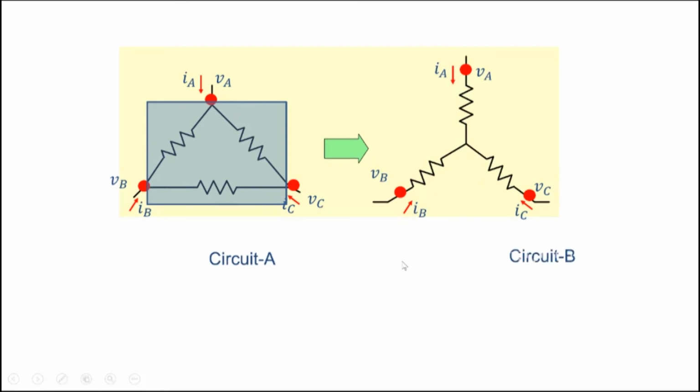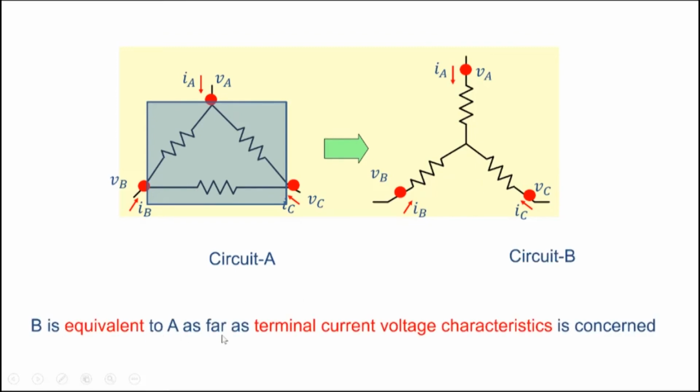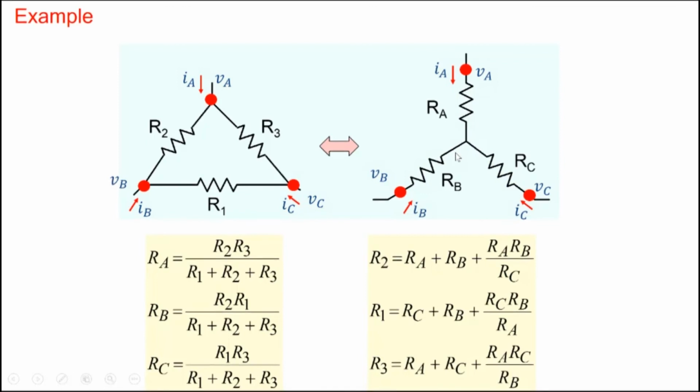This is circuit A, and this is circuit B, and B is equivalent to A as far as terminal current-voltage characteristics are concerned. From an external point of view it is so, but if you go inside, the two circuits are different. In fact, if you go inside, this circuit has a node here, which you don't see at all in this particular circuit here. So they're different. But from an external point of view, the two circuits are the same.